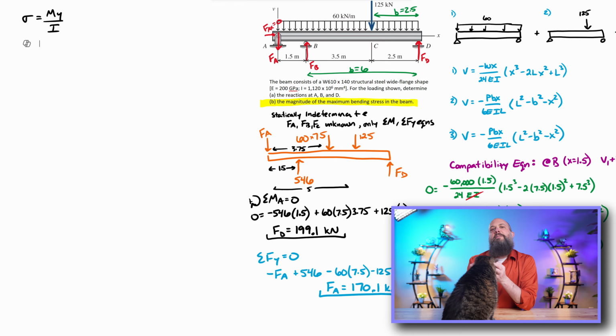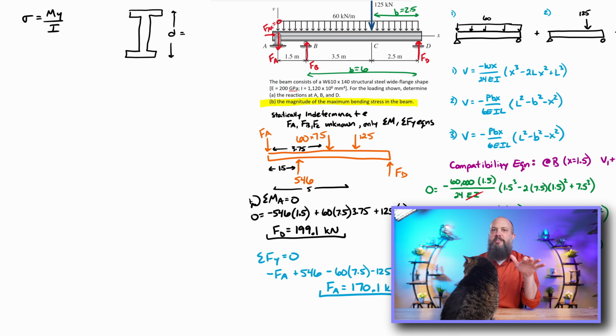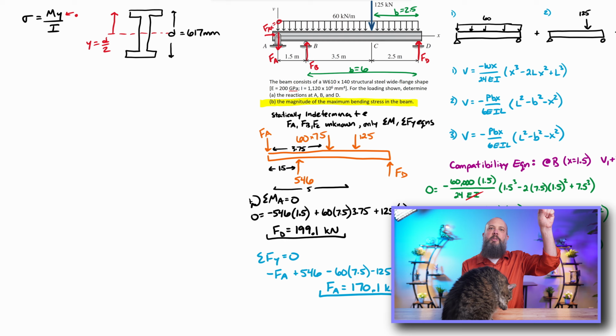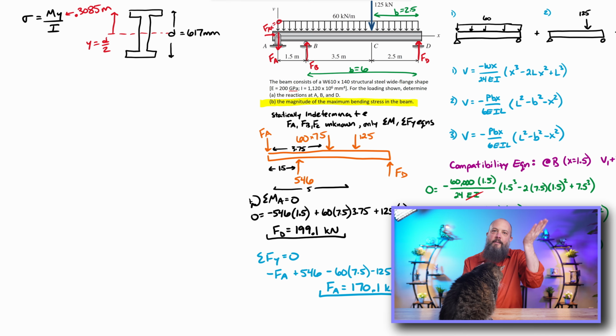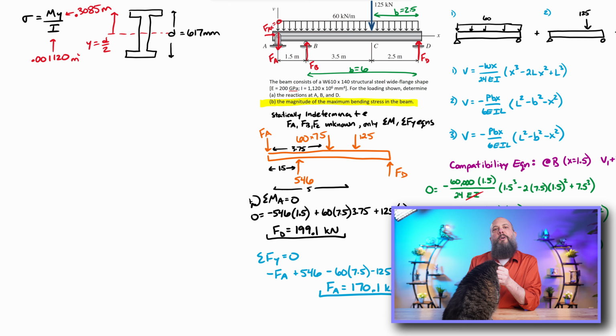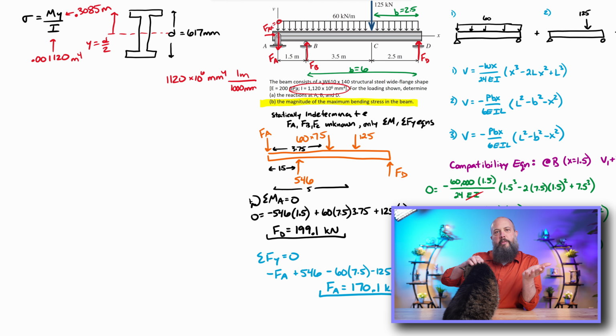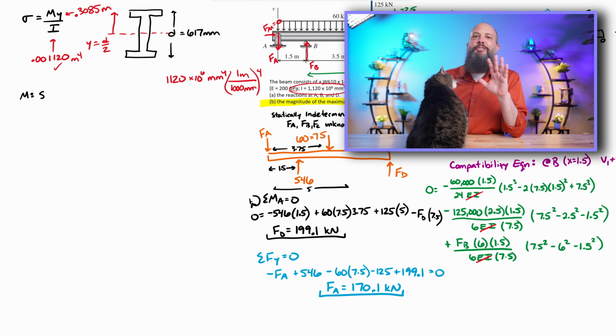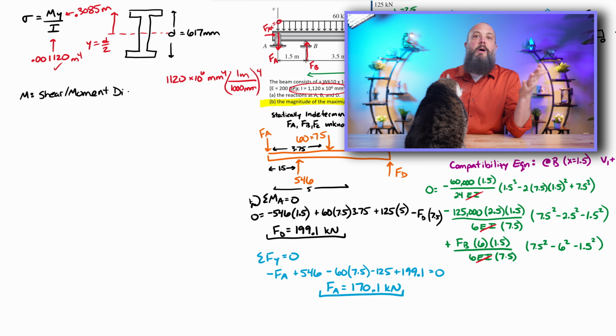If I look up the properties of this I-beam, it's 617 millimeters tall, and based on symmetry the centroid will always be right in the middle. So this value y, the distance from the neutral axis to the very top or very bottom of the beam, will just be half of the total height: 308.5 millimeters, or 0.3085 meters. And I can also get, just by looking this up in the table, I as 0.0012 meters to the fourth. The last piece to solve for stress is to find M, the moment.